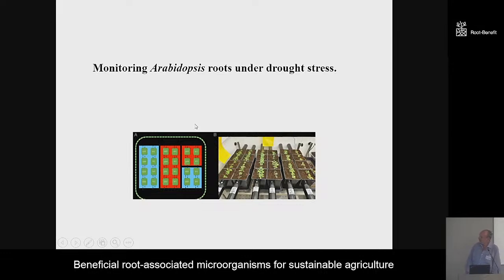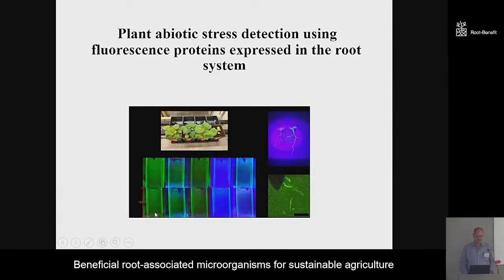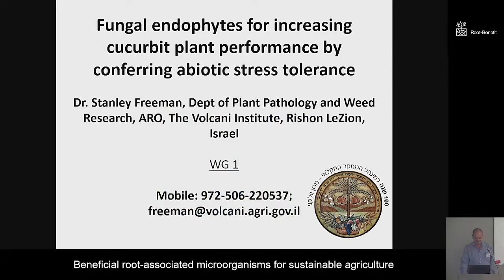We also work on monitoring roots under drought stress and use fluorescence proteins expressed under stress conditions in order to see when the plants get into stress, and how the plant behaves under different stresses. And the idea here is that the fluorescence proteins activate only under stress conditions.